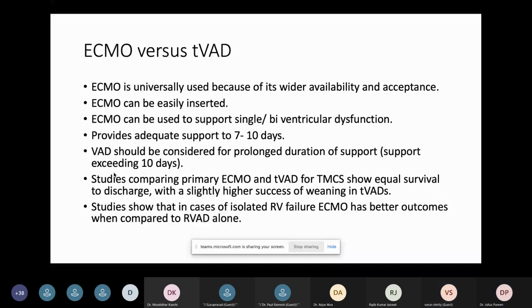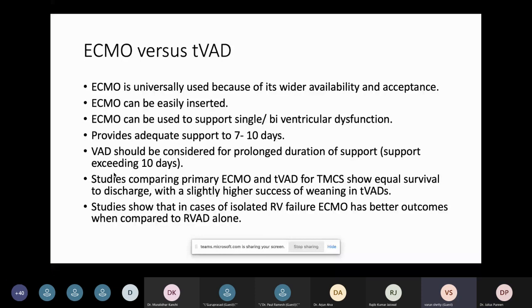Now, there are different groups who would primarily use ECMO, and there are some groups who would directly go for a temporary ventricular assist device. However, one thing that is certain is that ECMO is more commonly used because it is widely available, and many groups are comfortable with the use of ECMO. You can easily convert the CPB cannulas and put the patient on ECMO. The advantage of ECMO is a single ECMO circuit can be used to support both. It has its use in supporting single or biventricular failure.